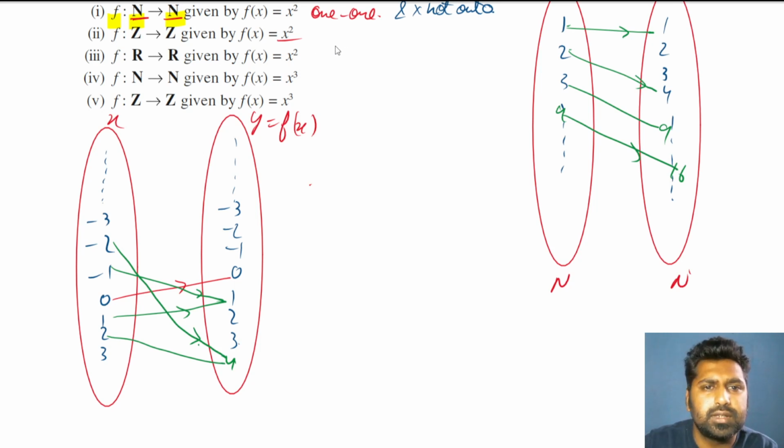So I'll just put a tick and cross for 1 1. No, onto, every y should have some x. Point is, you can see we have some values already missing, 2 and 3, which do not have x. Also negative numbers, square of anything cannot be negative, so definitely negative numbers will not be related with any element x. So this is also not onto. Okay, not 1 1, not onto.